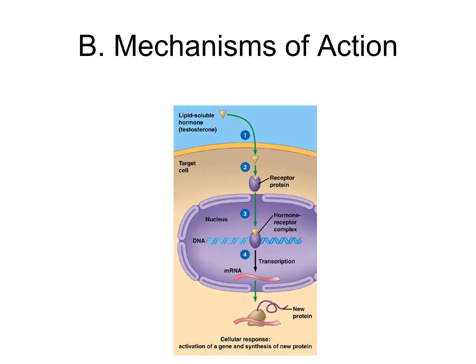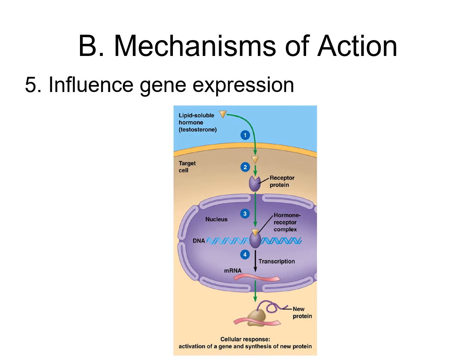Mechanisms 1 through 4 all involved hormones that were water soluble and therefore could not cross the plasma membrane and had to work less directly. Our last mechanism here happens with lipid-soluble hormones like steroids. They directly influence gene expression.